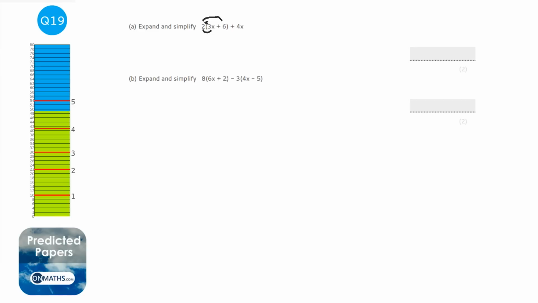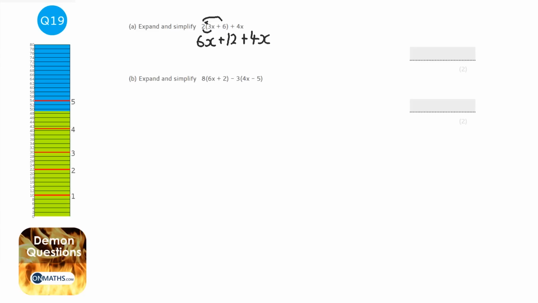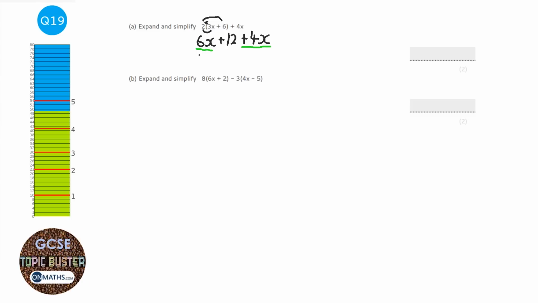That means we're going to times 2 and 3x, and 2 times 3 is 6, and then we've got the x there, and 2 times 6 we're going to times together to make 12. Now we've still got the 4x, so I still need to write that down. Then I'm going to collect like terms. The like terms we have are the 6x and the plus 4x. So 6x plus 4x is 10x, and then there's nothing that we can do with the 12, so we just leave that. So it's 10x plus 12.